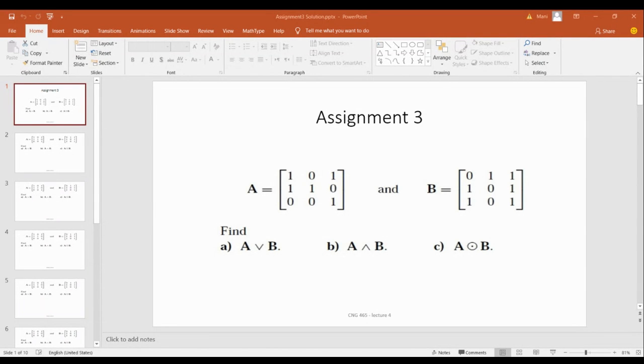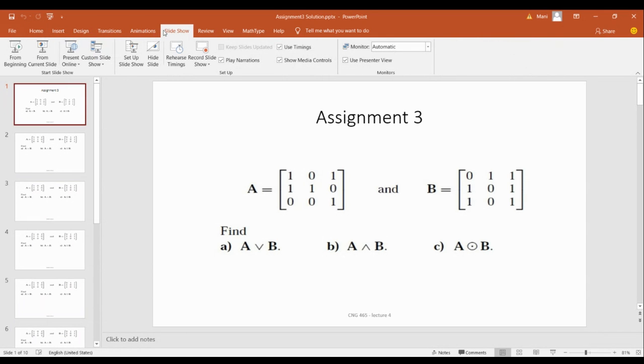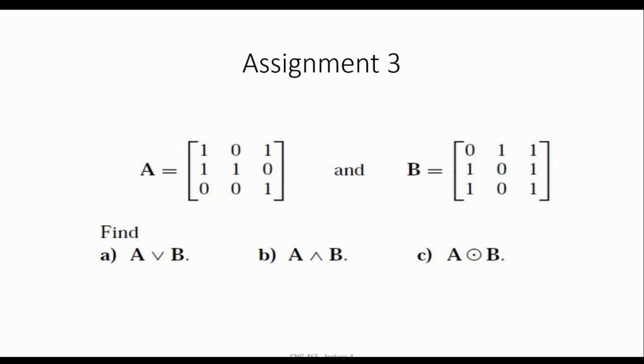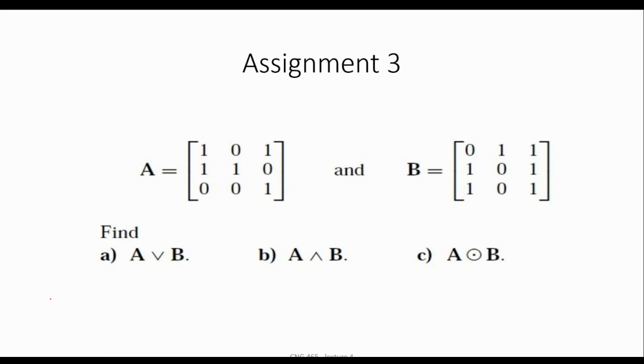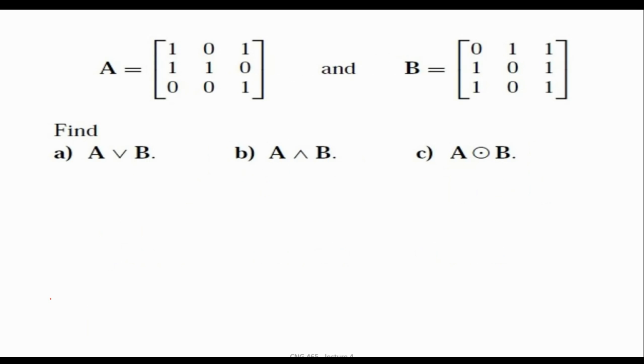Hello everyone. Today we will go through assignment number 3. The question we asked you was about disjunction, conjunction, and also the Boolean multiplication, as you can see here. So let's go through them one by one.